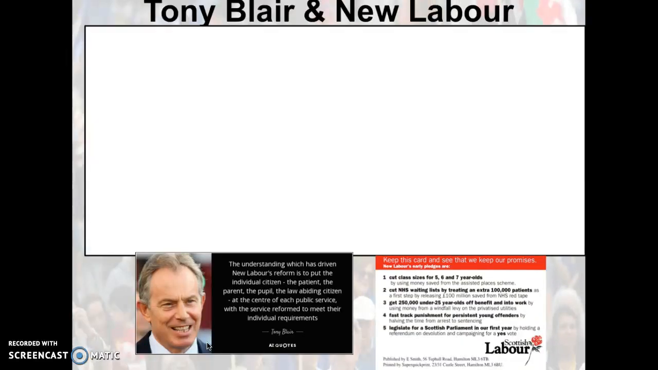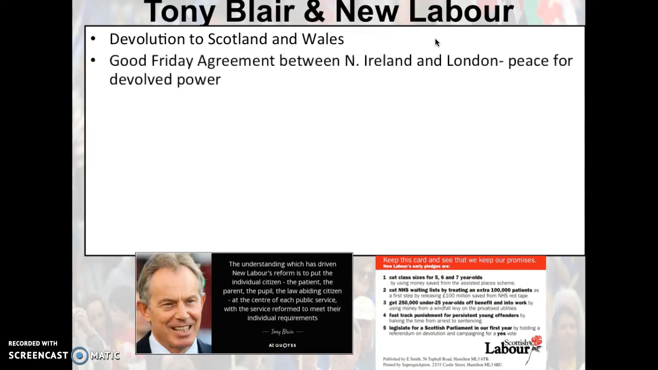Then we're going to usher in Tony Blair. And Tony Blair, there's a Prime Minister in between Margaret Thatcher and Tony Blair, but we're just going to focus on jumping ahead to Tony Blair. He is the head of what is going to be called the New Labour Party. Okay, his main push with political change was devolution to Scotland and Wales.